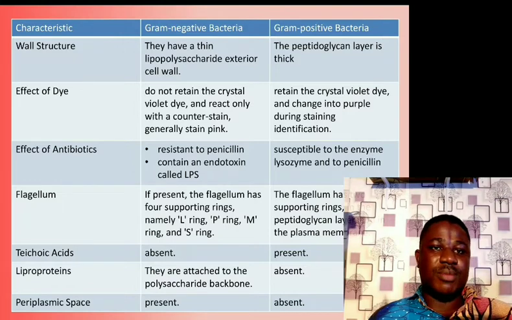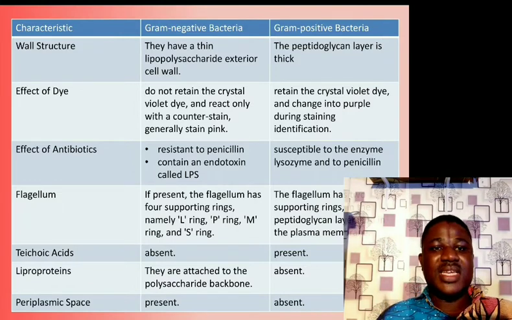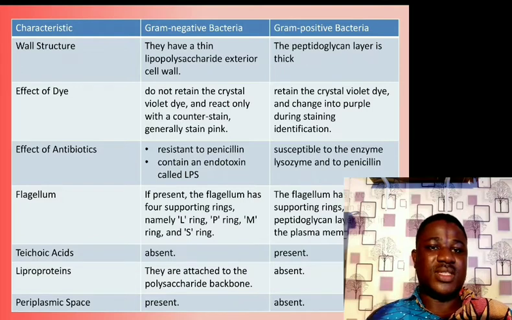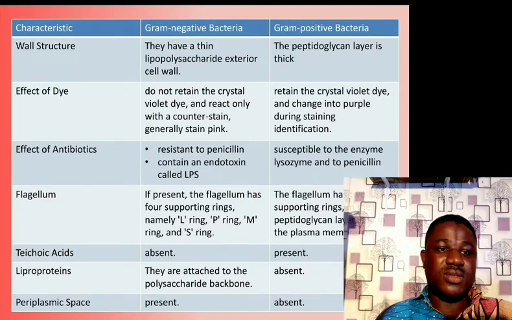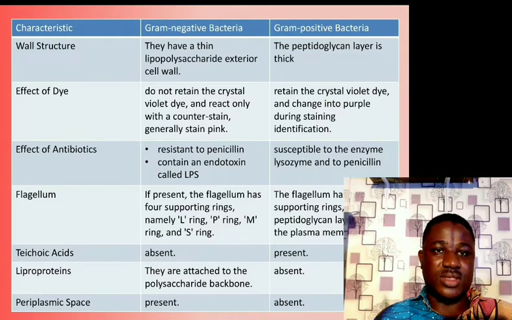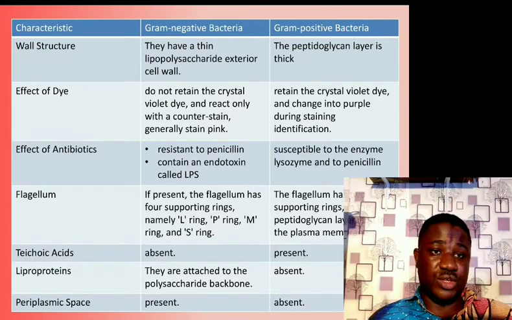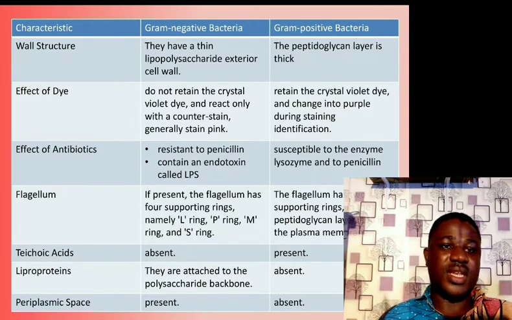The effect of dye on gram-negative bacteria is that they do not retain the crystal violet dye and will react only with a counter stain, generally staining pink. So that's important. One thing you should note is that if you use crystal violet dye to stain gram-negative bacteria, it would not retain the color of the dye and would react only with a counter stain, and most of the time you have a pink coloration. For gram-positive bacteria, they will retain the crystal violet dye and change into purple during the staining identification.